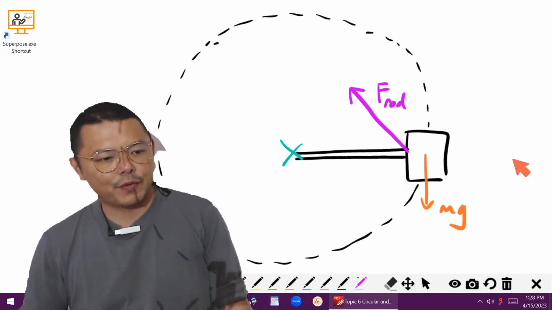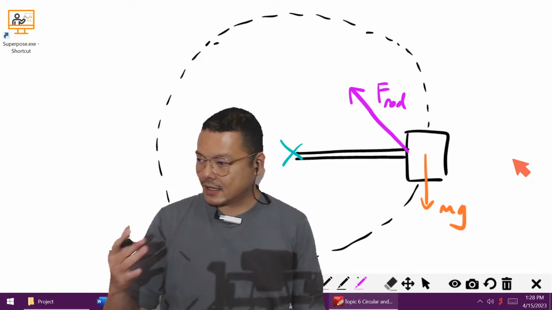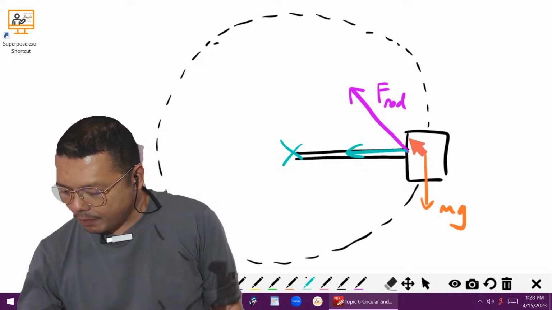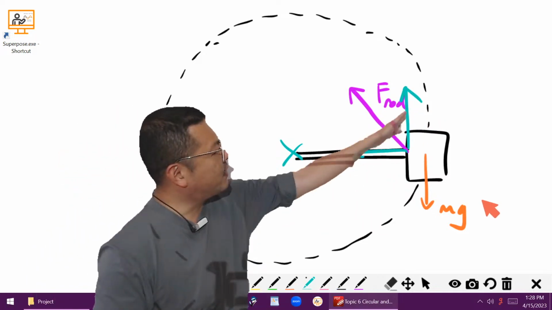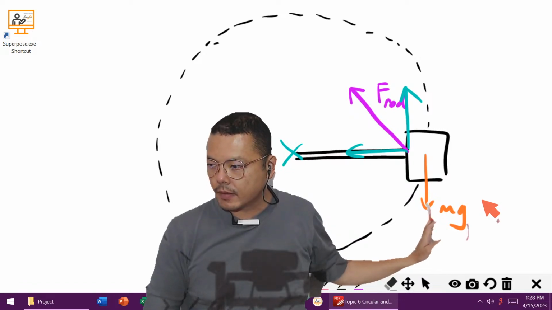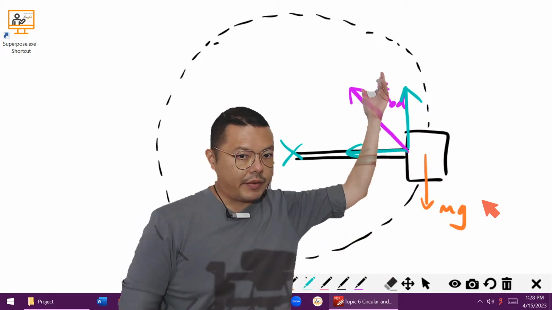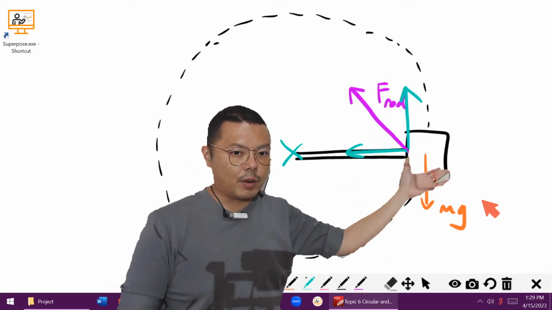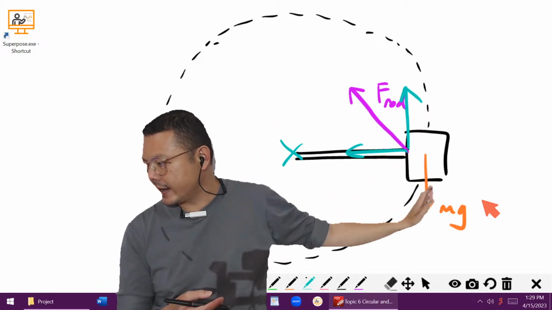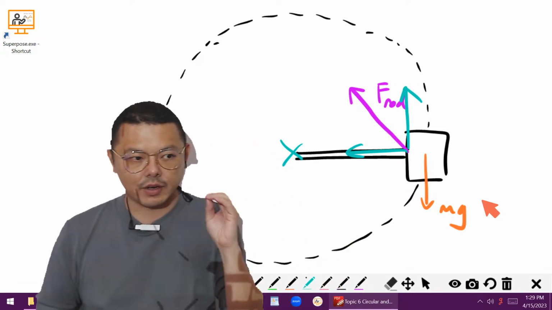So some of you may be asking me, but it doesn't point to the center. But that's the whole idea: if you resolve it, you will have a component that points towards the center, because the vertical component is meant to balance the weight. If it's more than the weight, then the object will accelerate. If it's less than the weight, then the object will decelerate. So this upwards force must equal the weight. You understand this so far?